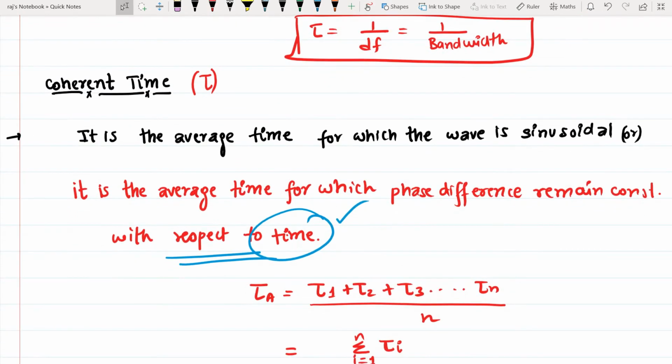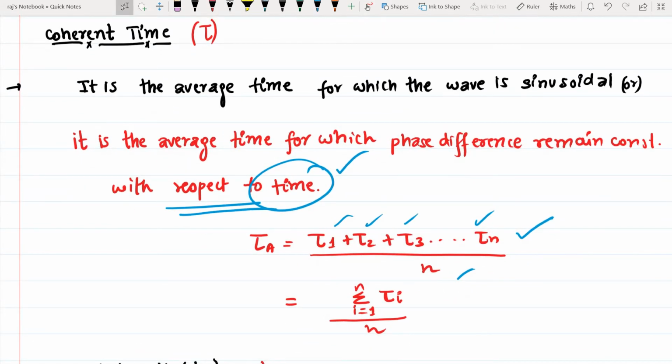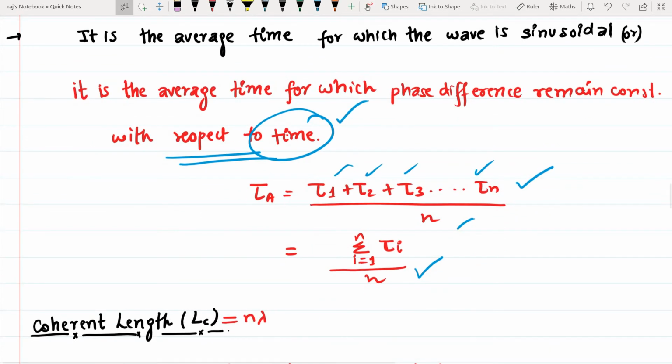Okay, so the average coherent time can be given by t1 plus t2 plus t3 up to tn divided by n. Also you can write summation i equal to 1 to n ti by n. So this will represent your average coherent time.